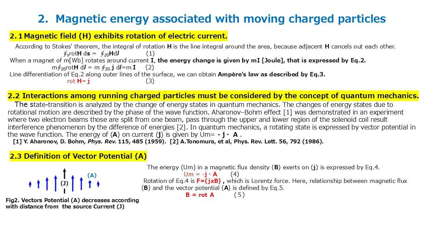In quantum mechanics, a rotating state is expressed by vector potential in the wave function. The energy of vector potential A on current J is given by minus the inner product of vector J and vector A. Definition of vector potential A. The energy in a magnetic flux density B exerted on J is expressed by equation 4. Rotation of equation 4 is F equals the cross product of vector J and vector B, which is the Lorentz force. Here, the relationship between magnetic flux B and vector potential A is defined by equation 5.